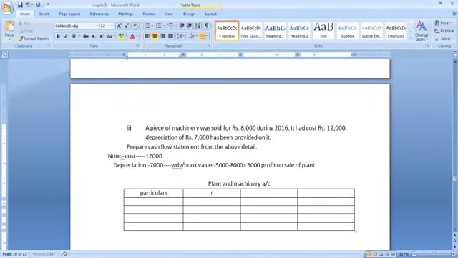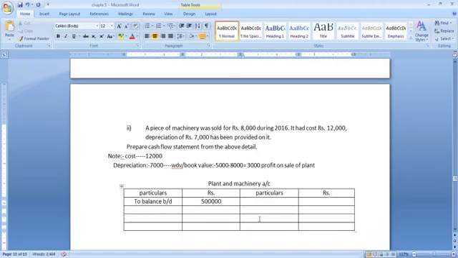separate plant and machinery account. So particulars, rupees. Okay. So what is the opening value? To balance brought down. So what is the value of brought down? It is 5 lakhs. Clear? 5 lakhs is the plant and machinery opening value.